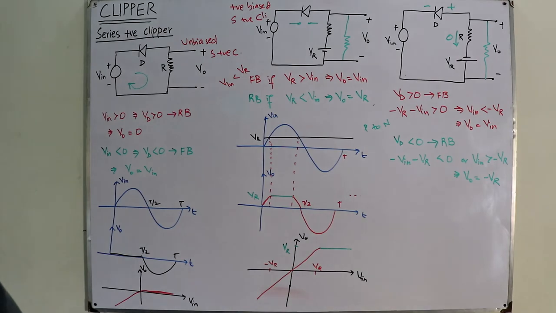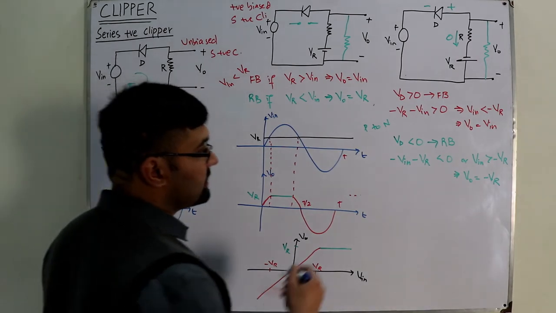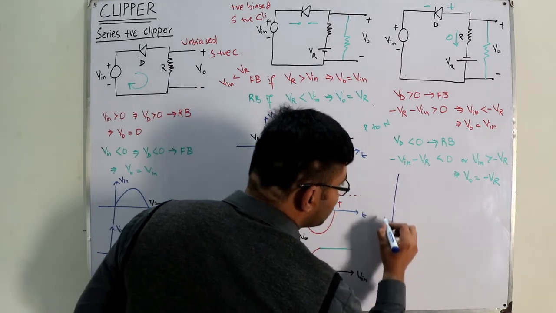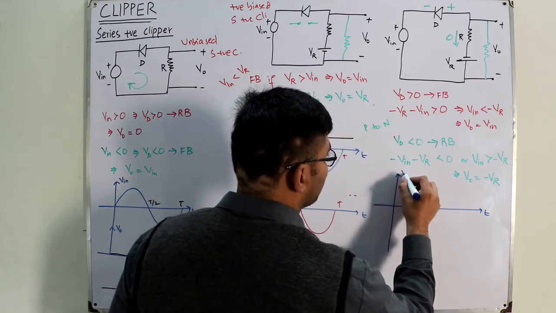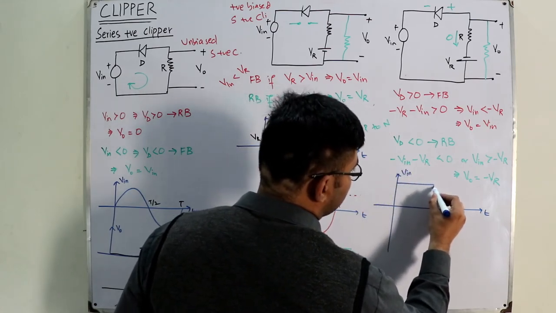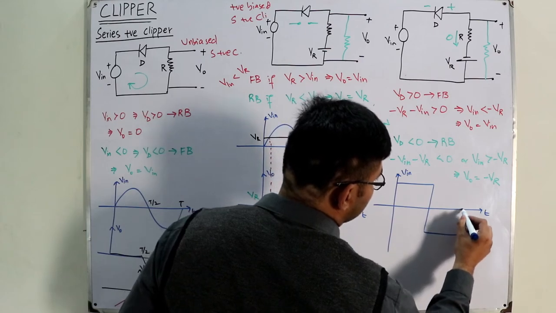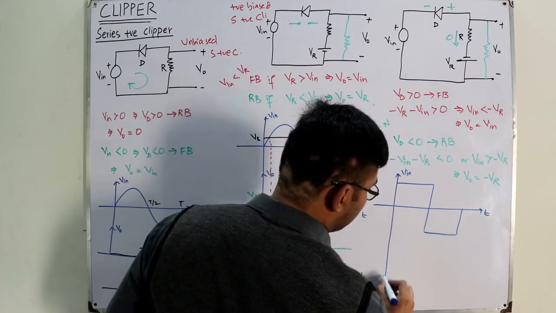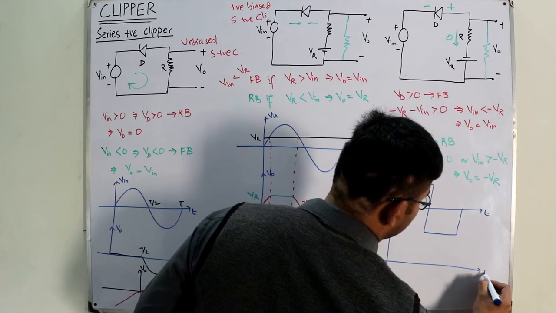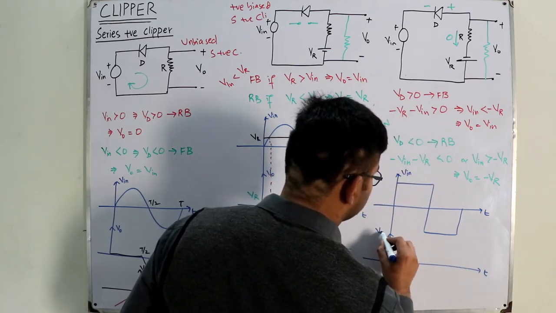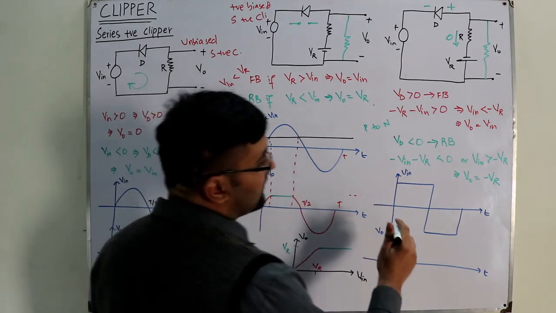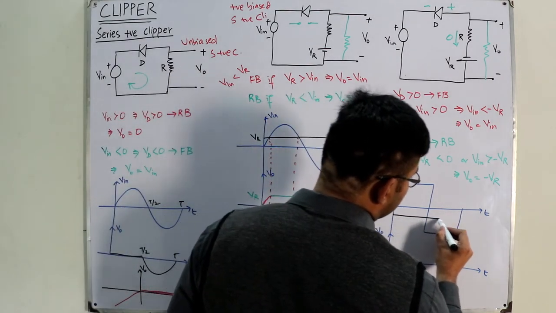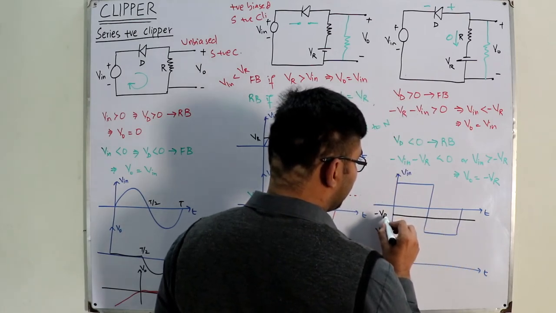Anyways, let's draw the final graph. Let's say we take a square wave this time. The input waveform is like this. Now what do we have? The output waveform. Let's say minus of VR is this time our reference, so this is some value minus of VR.